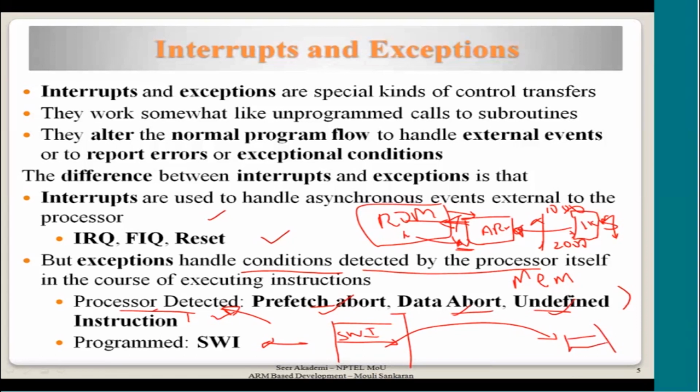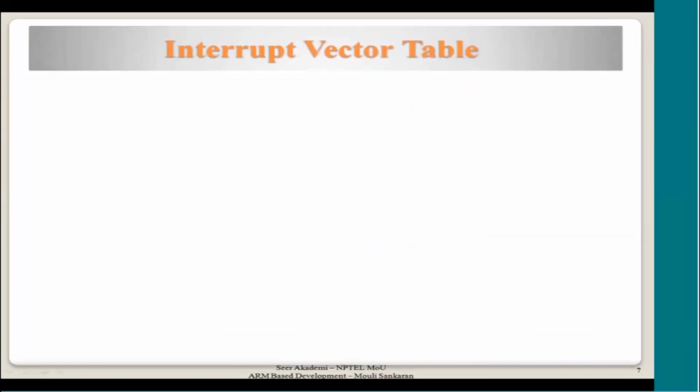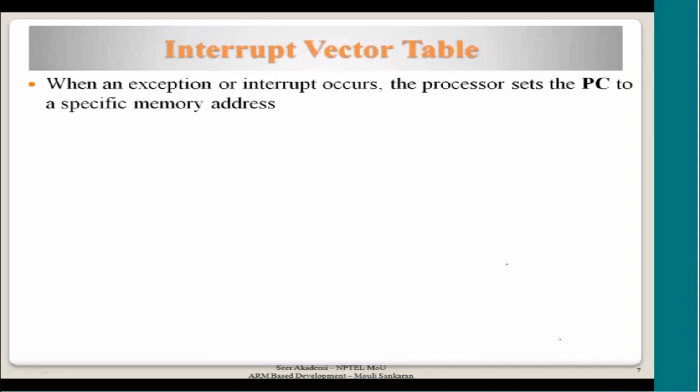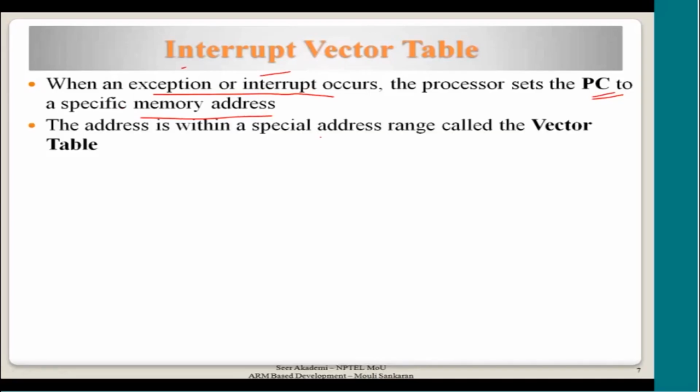Now let us see how it is handled in the processor. The interrupt vector table is a new thing which you are encountering now. I'll tell you what it means. When an exception or interrupt occurs, the processor sets the PC to a specific memory address based on which exception or interrupt has happened. The address is within a special address range called a vector table.